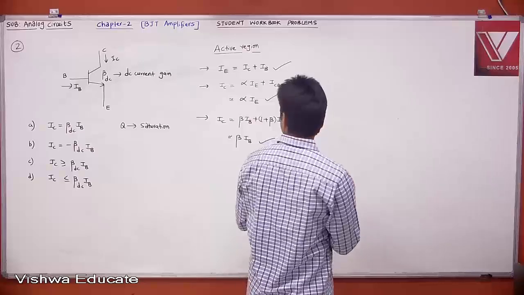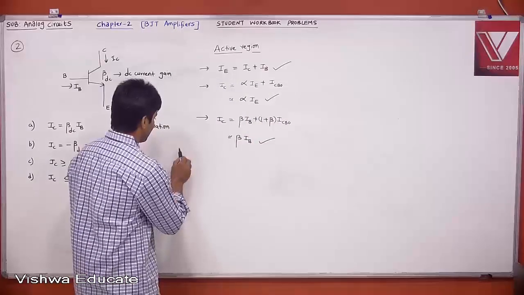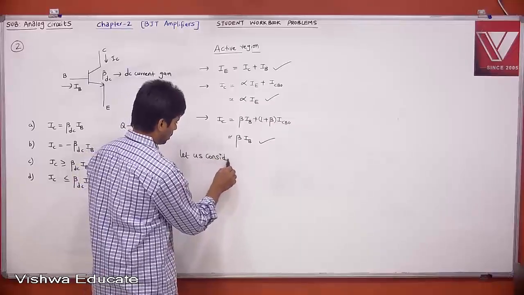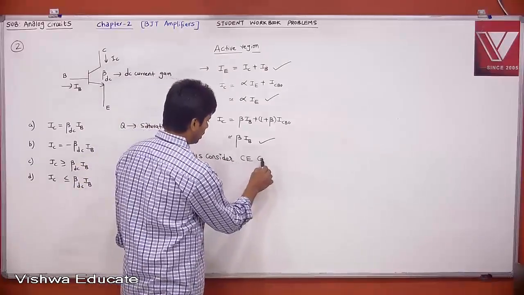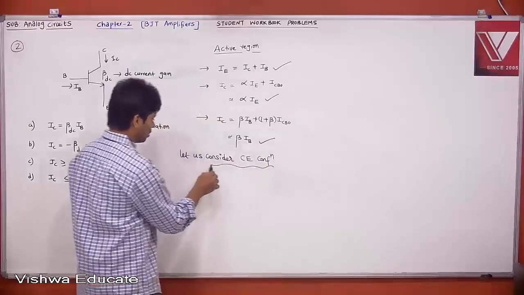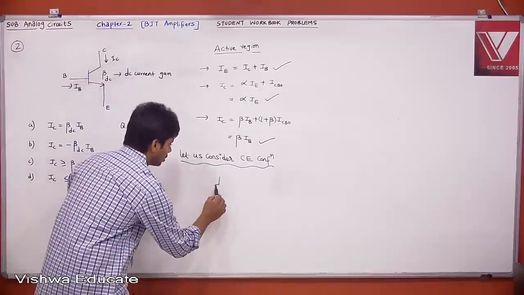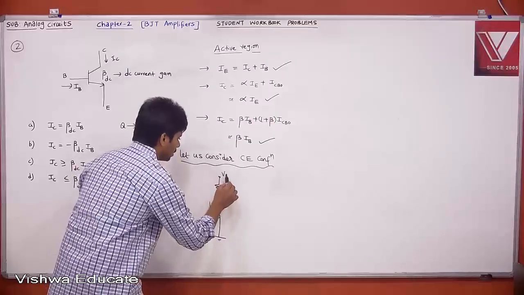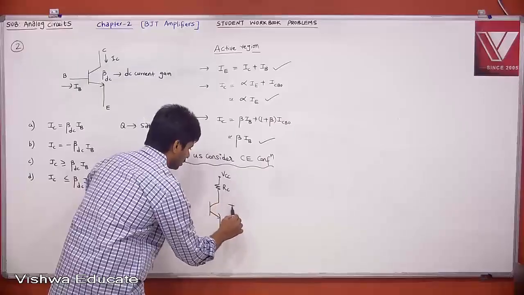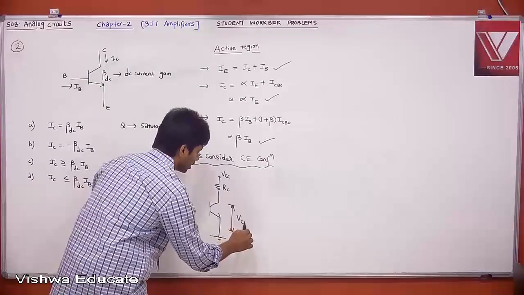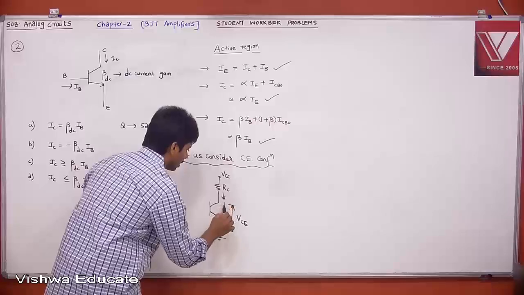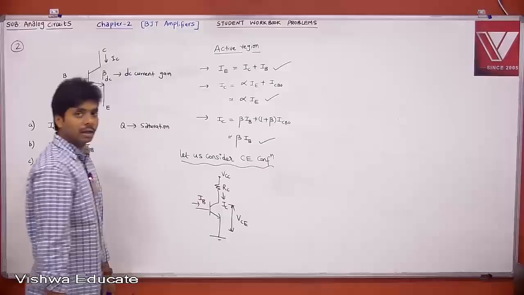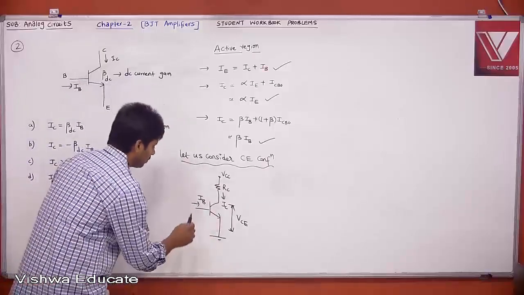If you take a common emitter amplifier, let us consider the CE configuration. This is your CE configuration. This is your VCC, then RC. This is your VCE. I'm just representing the DC point of view. This is your collector current IC, this is your base current IB, and this is your VBE.